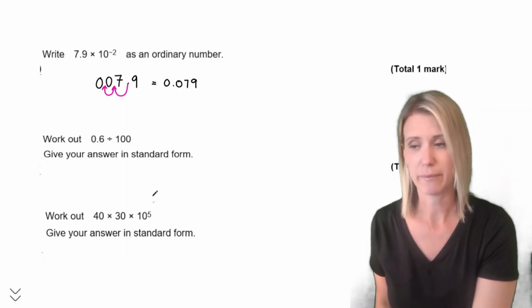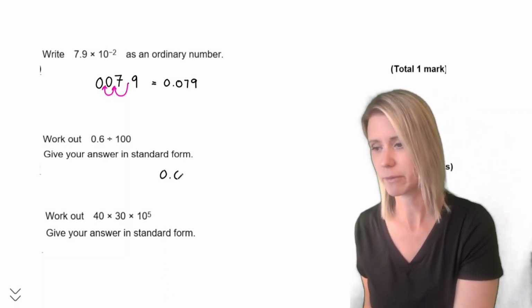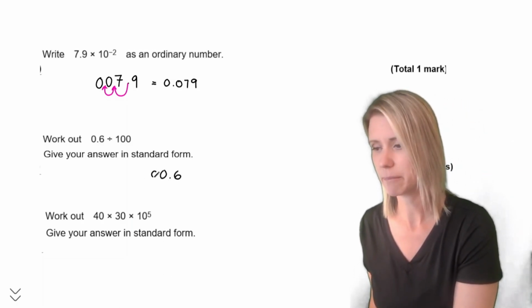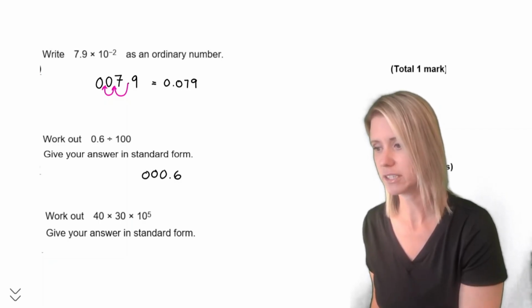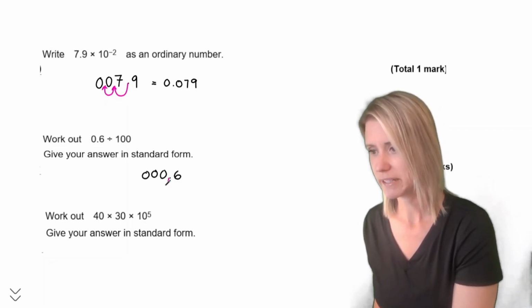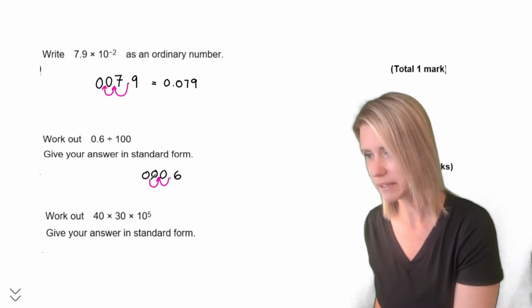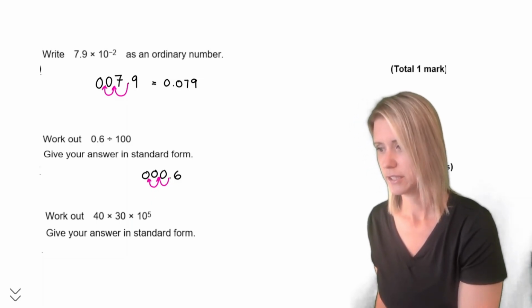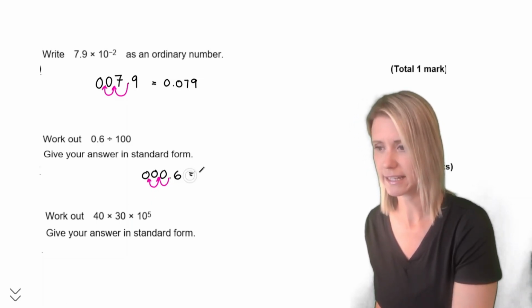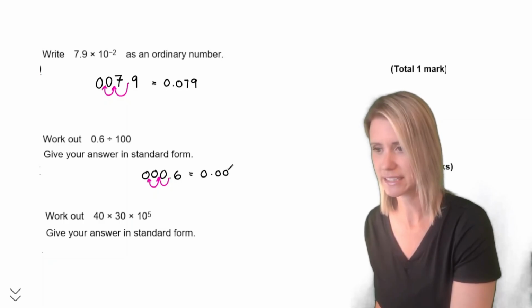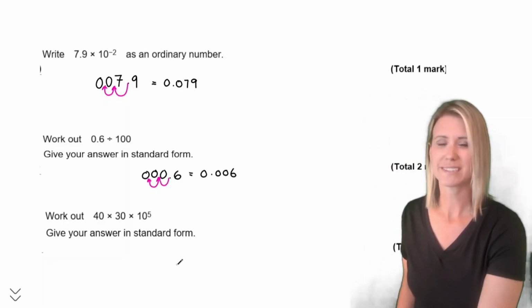0.6 divided by 100, so we're starting with the number 0.6. We're dividing it by 100, so I'm going to put some zeros in front. That would be divide by 10. That would be divide by 100. So we know that our answer is 0.006, but it wants it in standard form.